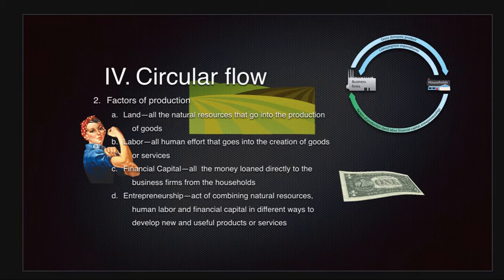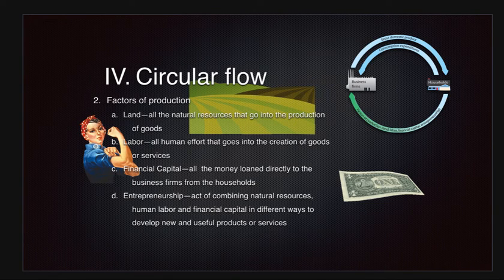Now, we don't have time today, so this is a to be continued, because right now we've only completed half of the circle up here with the factors of production that have come from the households to the business firms. We need to complete that circle when we come back next time.